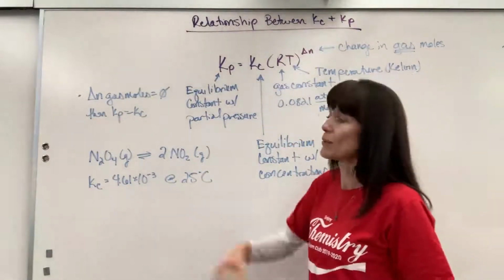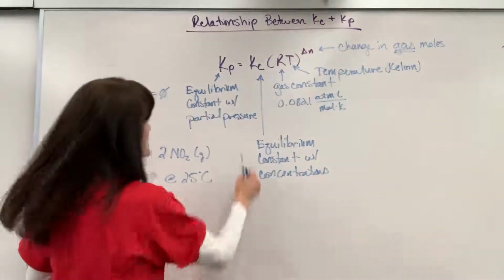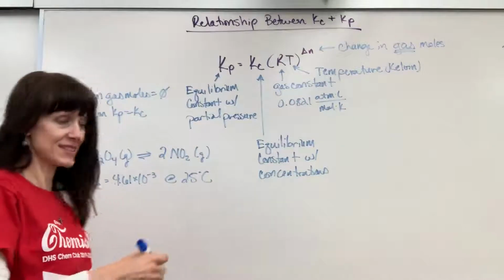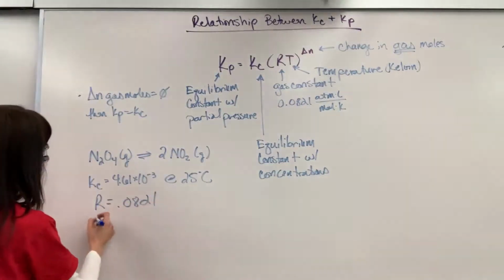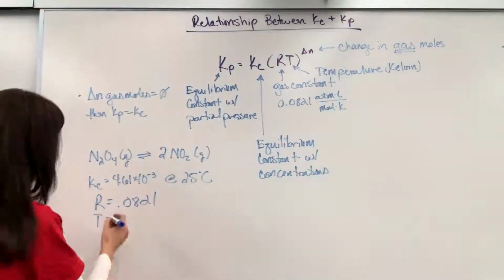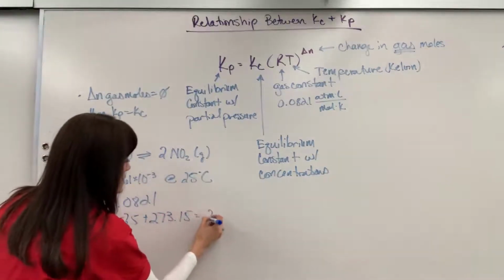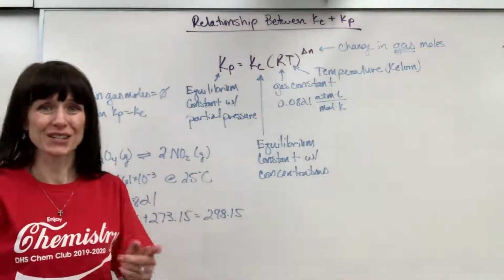Okay, well, we want to know what the Kp value is. So we're given Kc, awesome, there it is. I know what R is. I'm going to go ahead and write everything down so you can see it explicitly. R will be 0.0821. The temperature, so we have 25 degrees, but we have to have that in Kelvin. So 25 plus the 273.15 gives us 298.15.